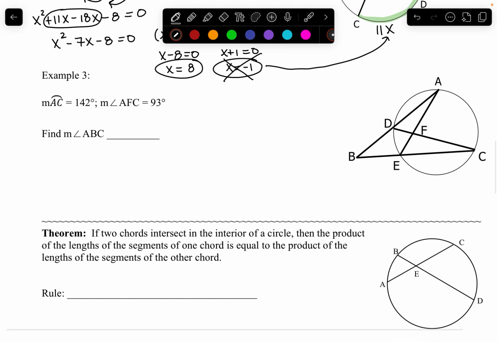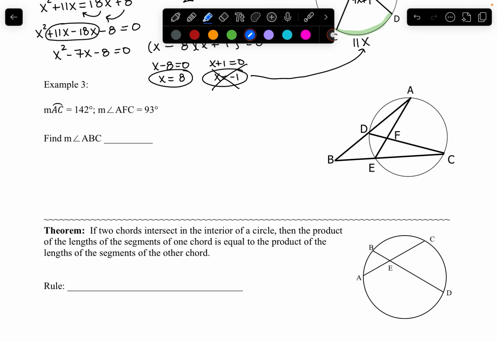Okay, one of my favorite examples, example 3. We've got inside angles, outside angles, intercepted arcs, no central angles though, okay? All right, I'm going to label what I know. I know that arc AC is 142 degrees.